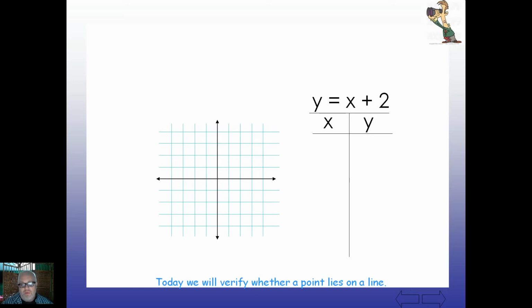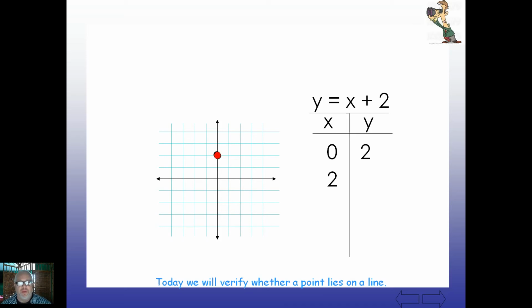Alright, here we've got a graph with a function, and we've got an XY t-chart. So let's go ahead and put 0 in and plug it into the function. If we plug in 0 for x, y equals 0 plus 2. What's your answer? Of course, it's 2. And there's your plot point right there at (0, 2).